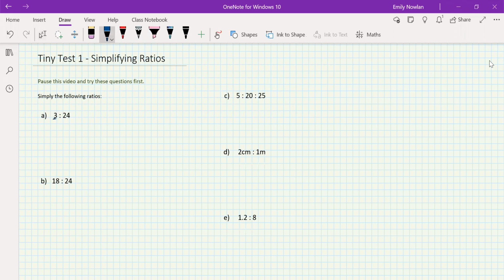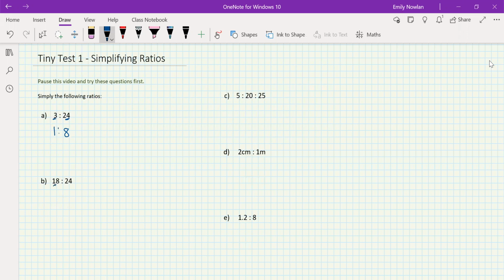Simplifying 3 to 24. So you need to find what number goes into 3 and also goes into 24. Well, the number is 3. 3 goes into 3 once, 3 goes into 24, 8. That simplifies to 1 to 8.